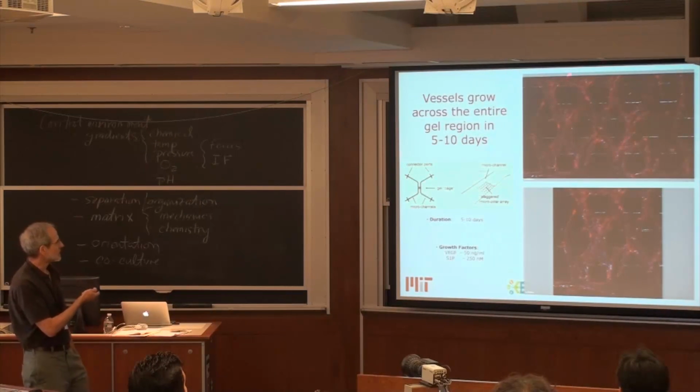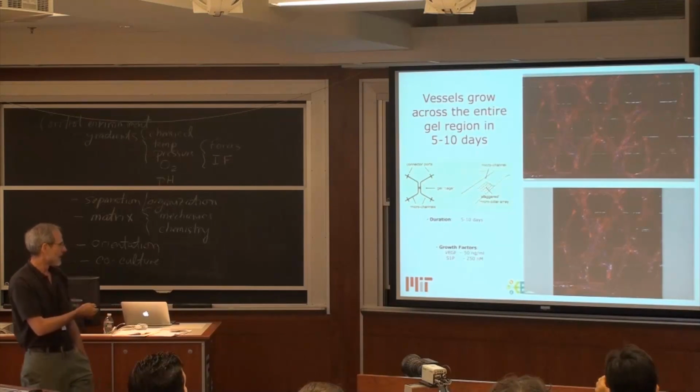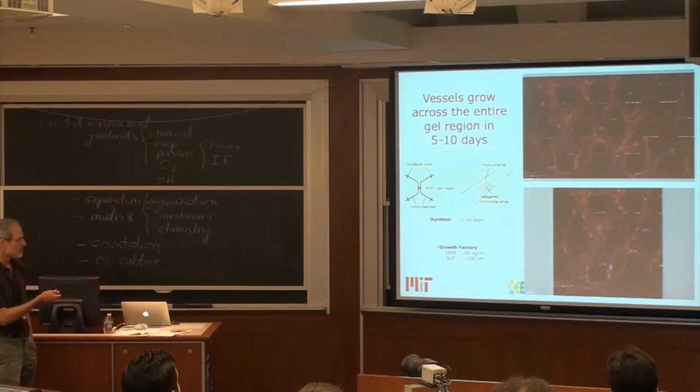We could also simply seed the cells in the gel, and over a period of time, these vessels would grow. This is in 5 to 10 days, and here you can see the well-developed structures that go all the way from one channel to the other channel. And again, these could be perfused, and we didn't seed other cells in the matrix, although in principle we could have.